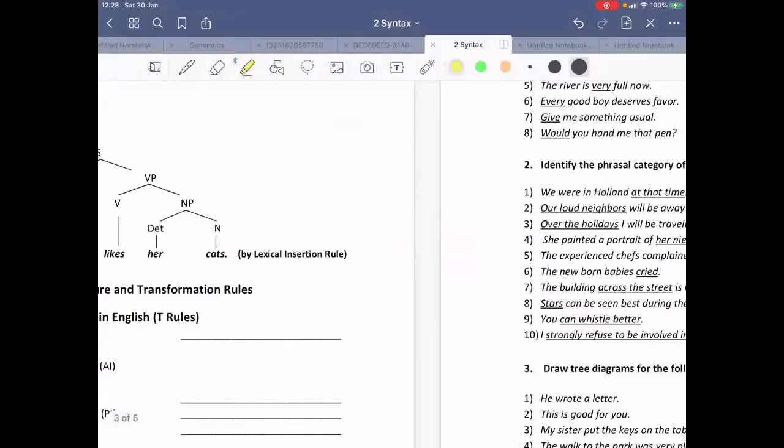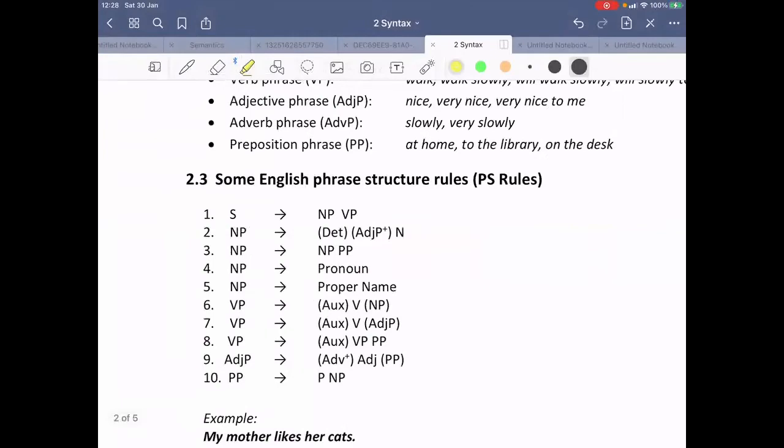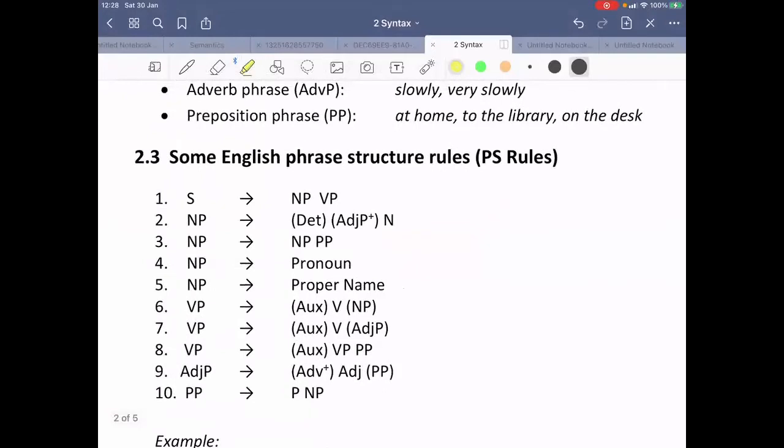Hi everyone. So in this video, I'm going to show you how to use phrase structure rules to draw syntactic tree diagrams. So let's get started. So these are the phrase structure rules, or PS rules, that we have. We got 10 rules here. So I'm going to use this to draw syntactic tree diagrams for the sentences.